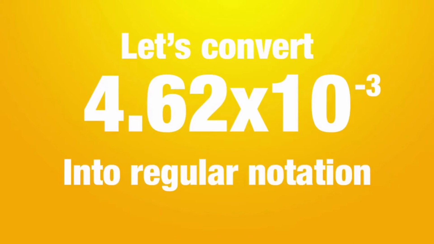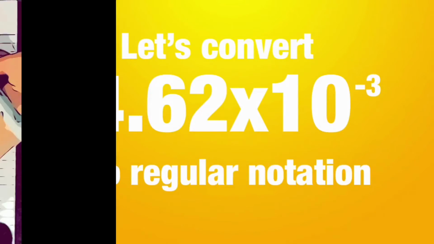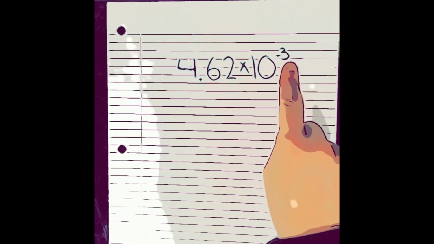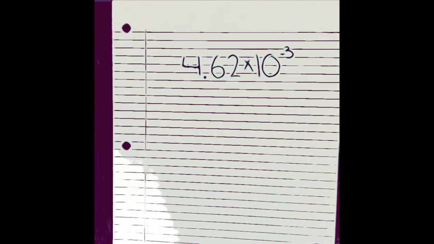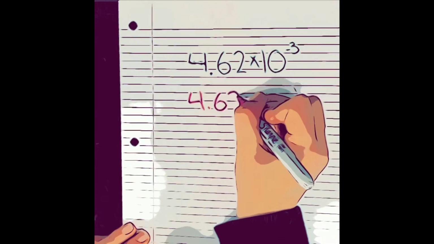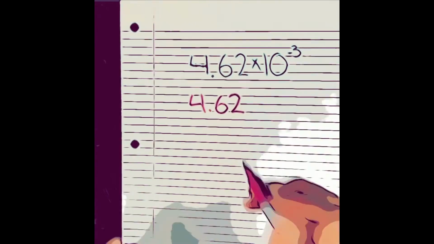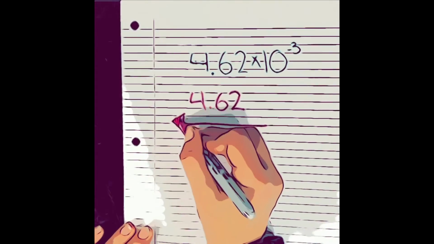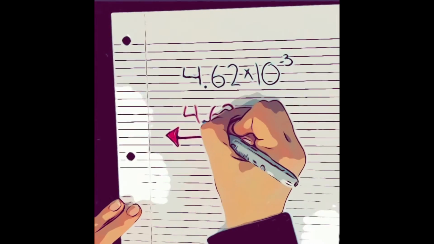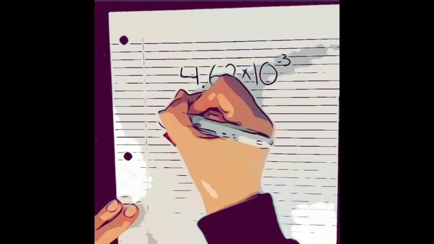Let's convert 4.62 times 10 to the -3rd into regular notation. Remember that the exponent tells us everything. The exponent is -3. The exponent tells us to move the decimal point 3 places from right to left. Think of moving the decimal point from the front of the line to the back of the line, which is a negative thing.